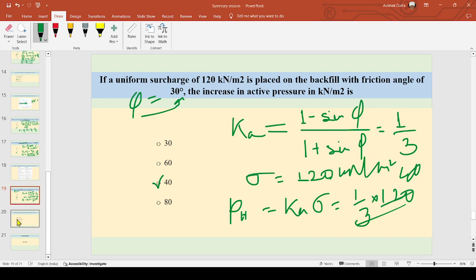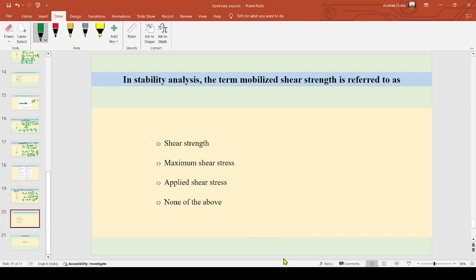I'll go to the last question. In stability analysis, the term mobilized shear strength is referred to as. The options are shear strength, maximum shear stress, applied shear stress, or none of the above.